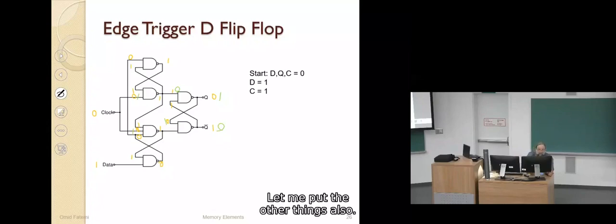Let me put the other things also. So this is 1. This is 0. So this is 0 also. 0. What else do we have? This is 0 also. And this is 0. 0 is still 0. Okay, good. Now let's go to the next move.